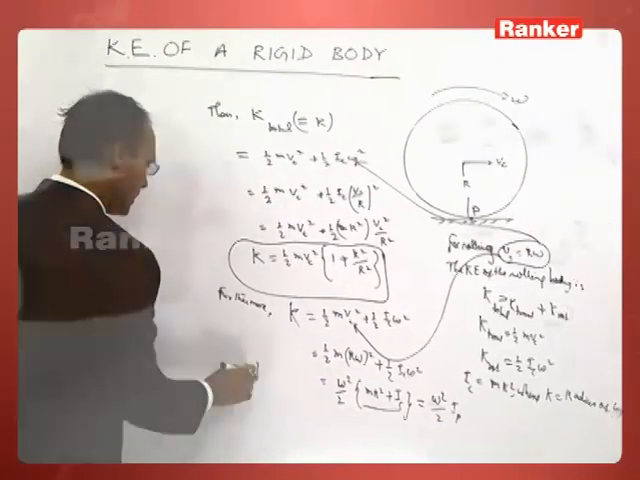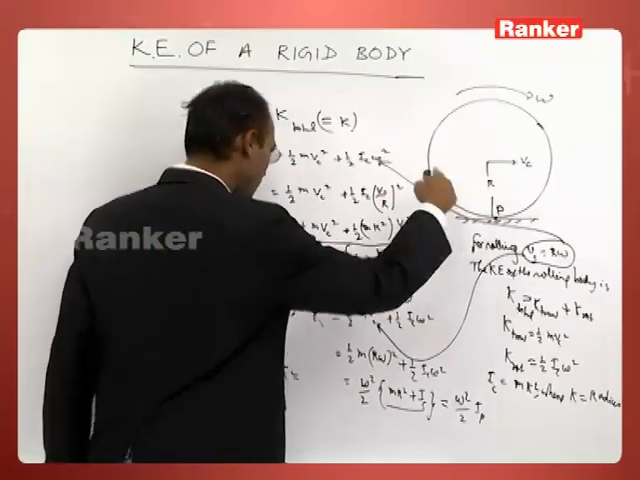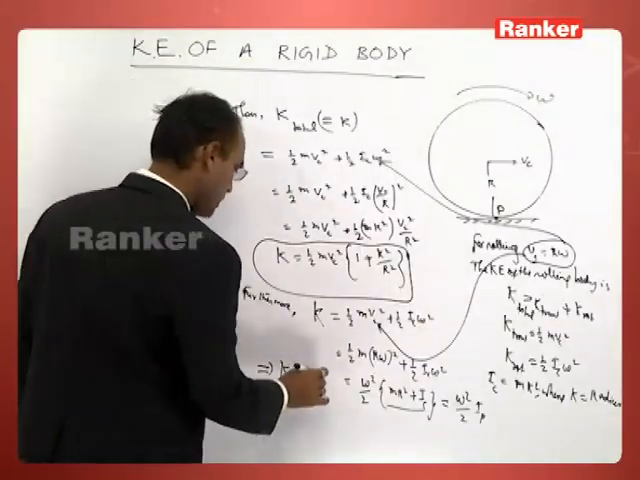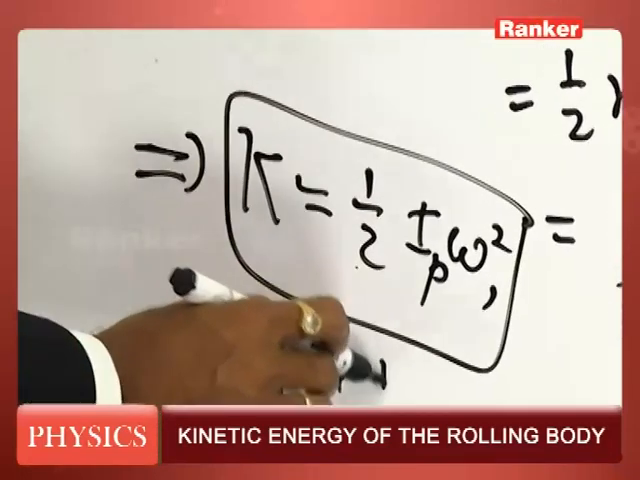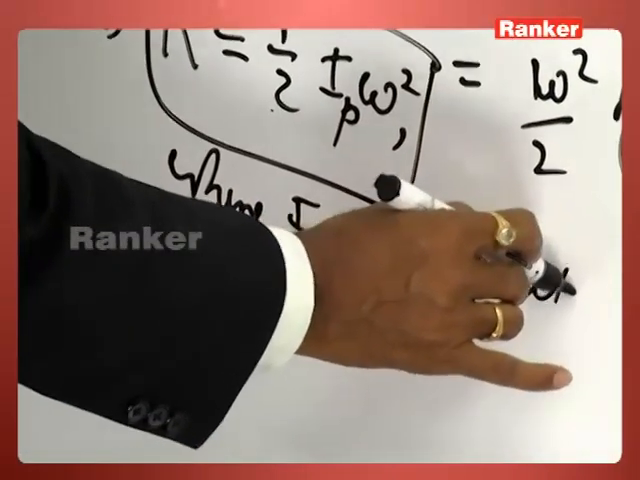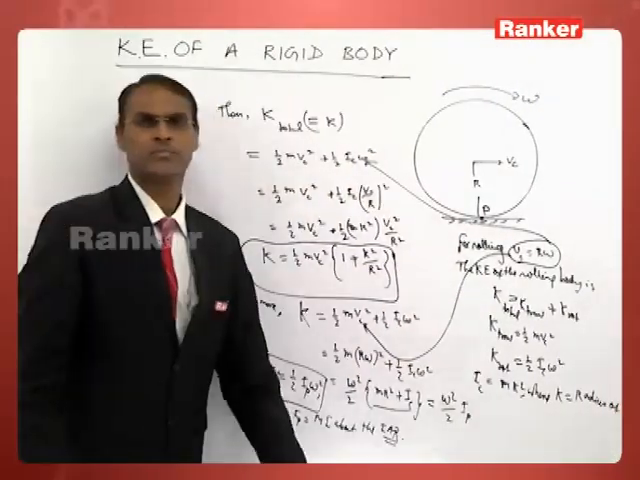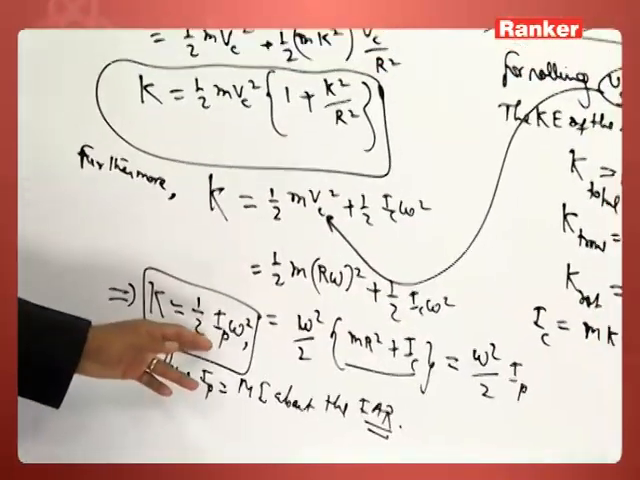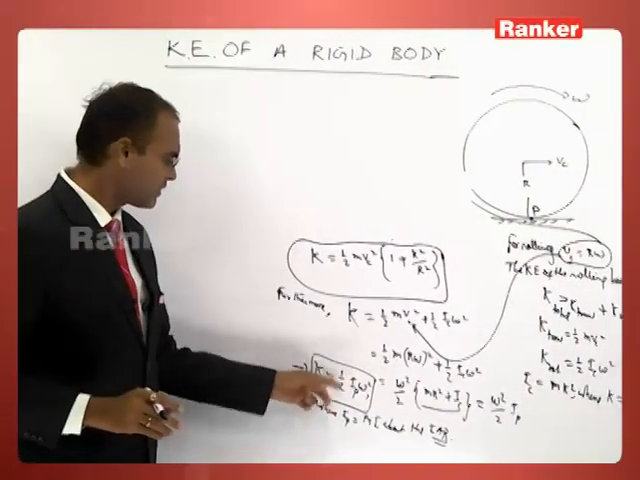So in this way we are getting the expression that the kinetic energy of the rolling object is equal to half Ip into omega square, where Ip is the moment of inertia about the instantaneous axis of rotation. That is the lowest point of the rolling object. You can get the same expression from this formula.